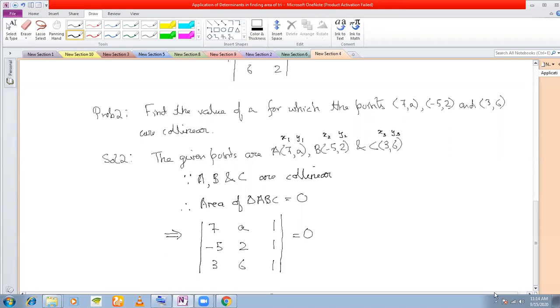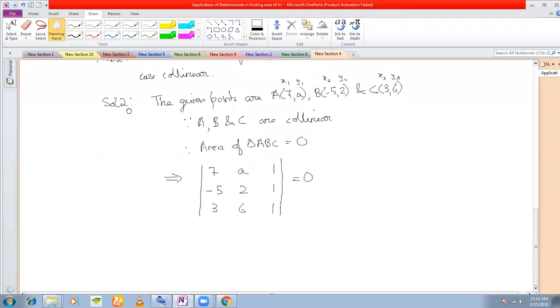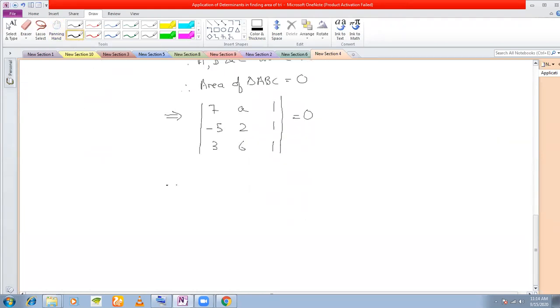You simply need to solve for A. Okay. So again, let us use the property of determinants in order to simplify our task. You can expand directly also, no problem. But since we know the properties, we shall apply the properties. So subtracting the first row from the second and third. The first row remains as it is, 7A, 1. Minus 5 minus 7 will give you a minus 12. This will give you a 2 minus A, and this will become 0. Again 3 minus 7 will give you a minus 4. This will be 6 minus A, and this will be 0.